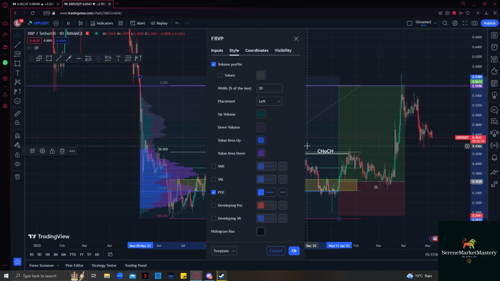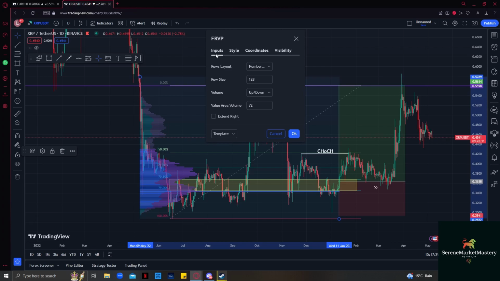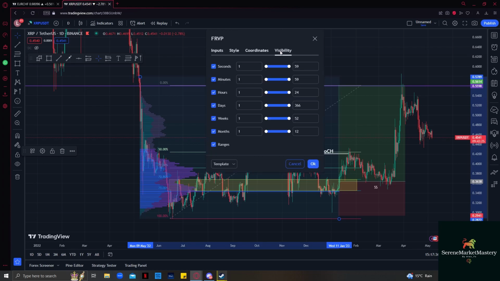Make sure you copy all of the settings so you have the exact same look on your screen as I do here. So if you ever want to come back to look and see what correlates, to see if you're missing something out, make sure you have the same settings so you can follow it step by step, to make sure you're not missing out on something that might put your order in the wrong place. So those are the settings. You've got the inputs here, you've got the coordinates and the visibility.